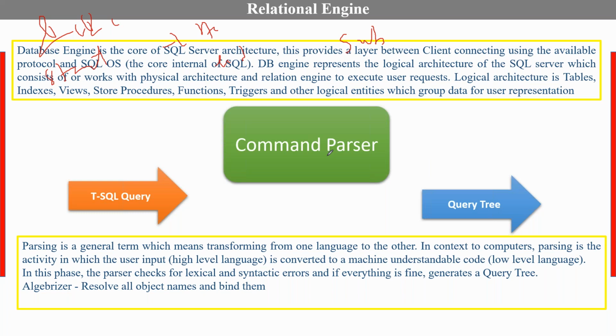Once your syntax is perfect, meaning the statement you wrote is valid, it goes to the next phase, which is preparing the query tree. You can understand this language, but the machine cannot, so it converts your high level language into low level language. Your command parser checks the syntax and converts the high level language into low level language, and that low level language is nothing but the query tree.